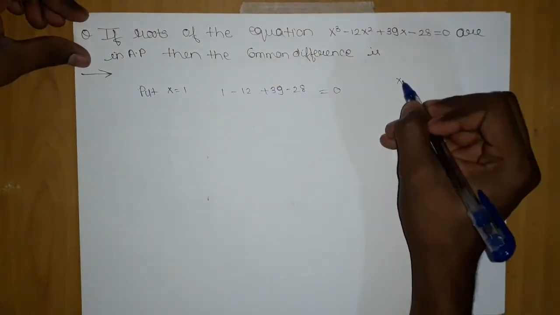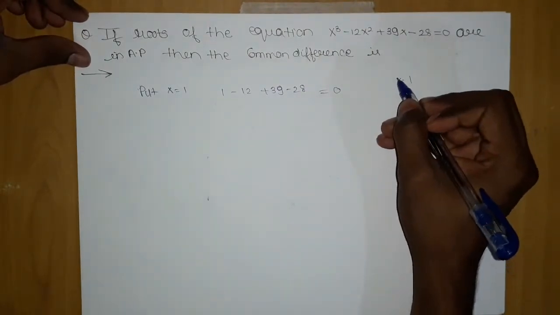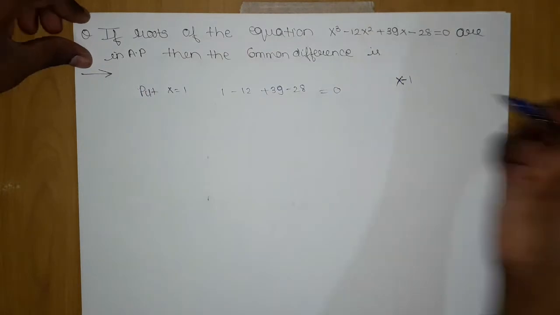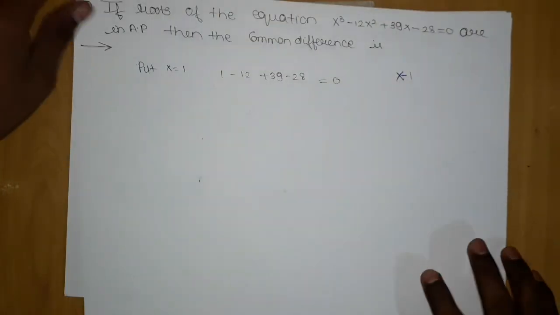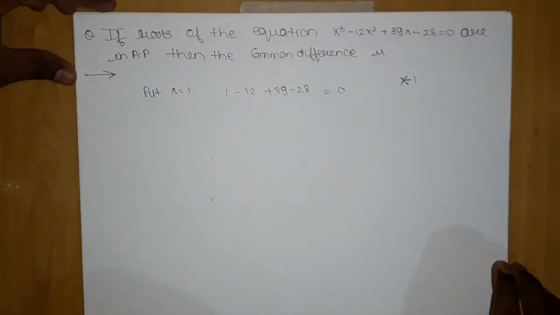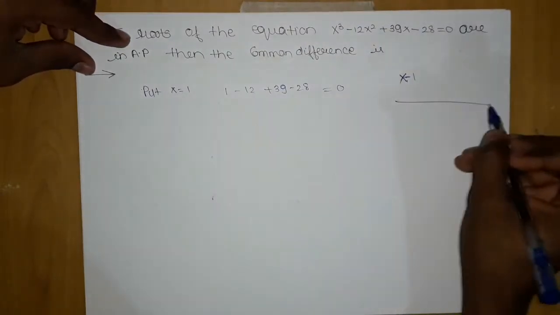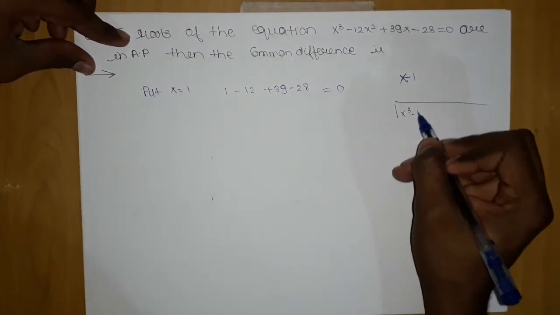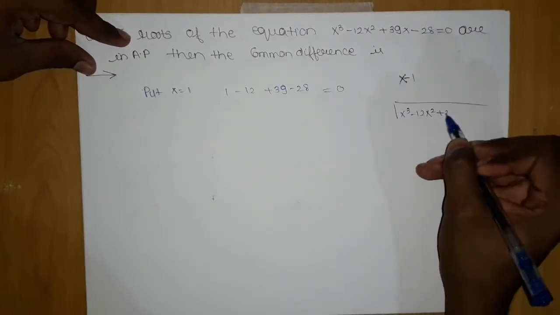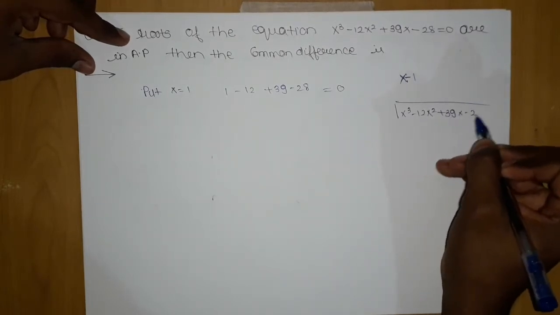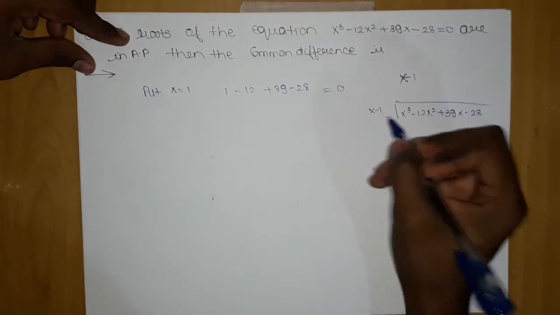Now further on, if I divide this given cubic equation by x minus 1, what do I get? We get a quadratic equation, and that is our main target. If we get the quadratic equation, we can easily find the roots of that. So let's divide this cubic equation, x cube minus 12x square plus 39x minus 28, by x minus 1. Now see what I get.